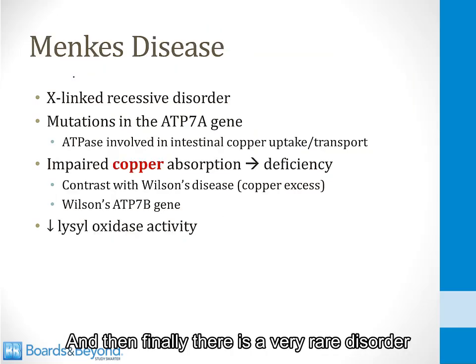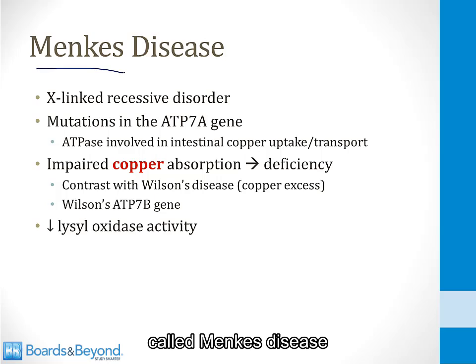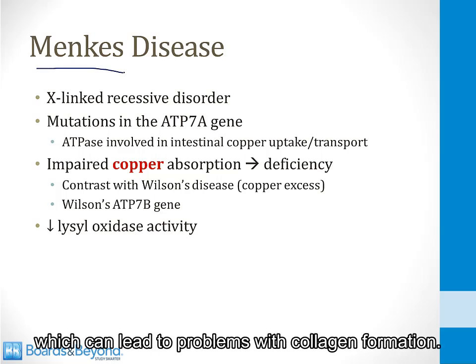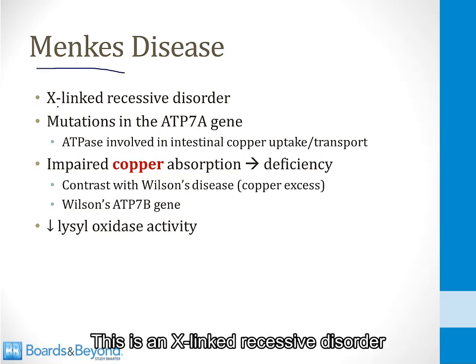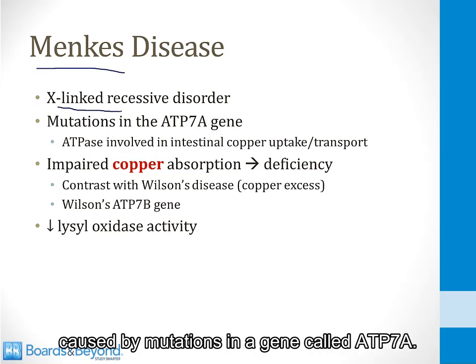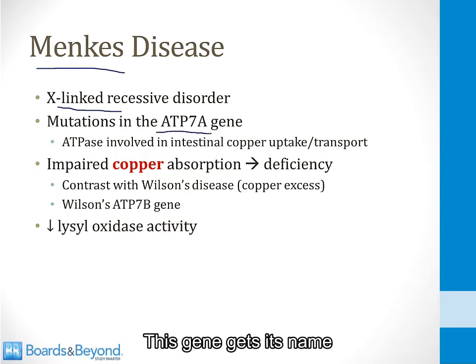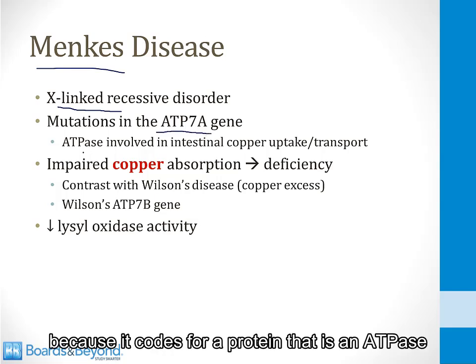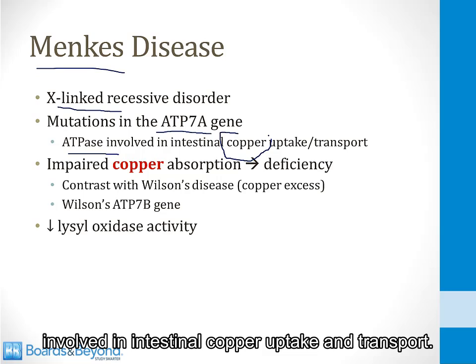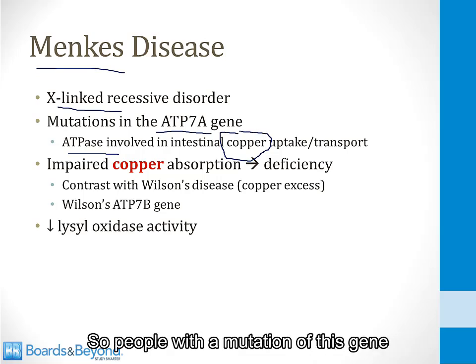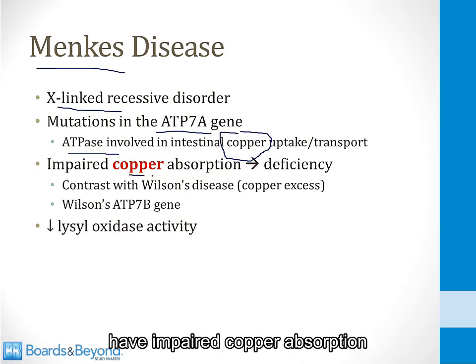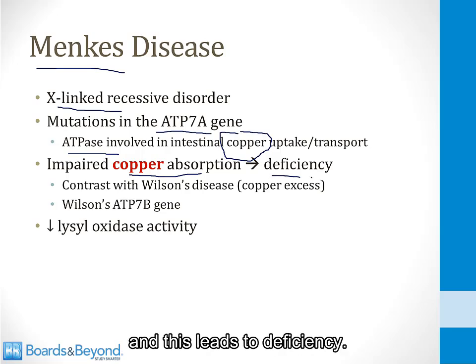And then finally, there is a very rare disorder called Menkes disease, which can lead to problems with collagen formation. This is an X-linked recessive disorder caused by mutations in a gene called ATP7A. This gene gets its name because it codes for a protein that is an ATPase involved in intestinal copper uptake and transport. So people with a mutation of this gene have impaired copper absorption, and this leads to deficiency.